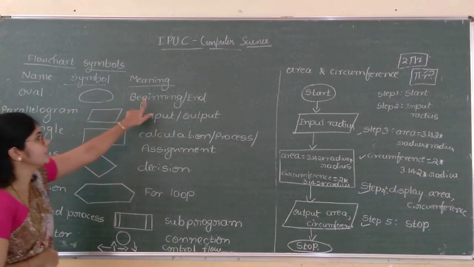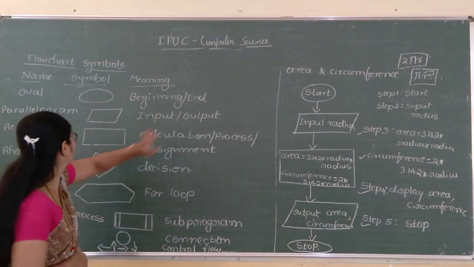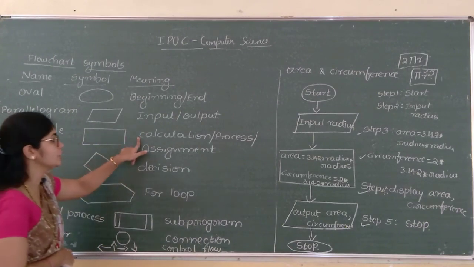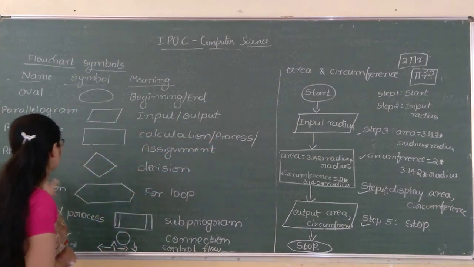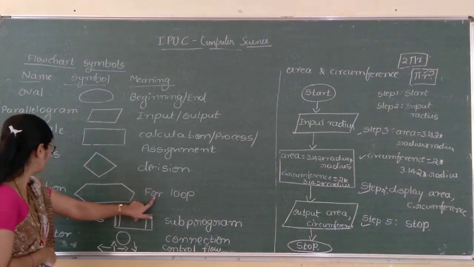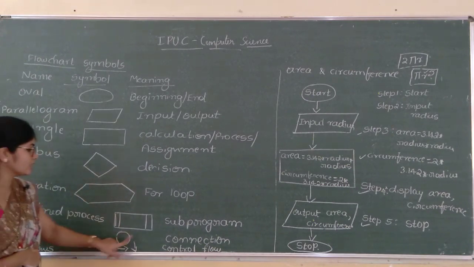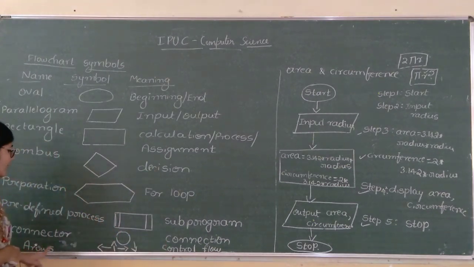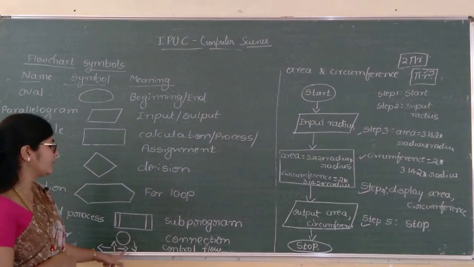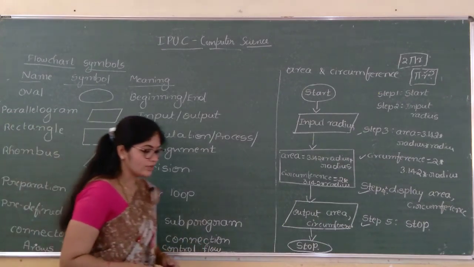Oval, beginning or end. Next parallelogram, input and output. Rectangle, calculation, process or assignment. Rhombus, decision, preparation. For loop, predefined process. Subprogram, connector, circle that denotes connection. Arrows, left arrow, up arrow, right arrow, down arrow. Control flow. Okay.